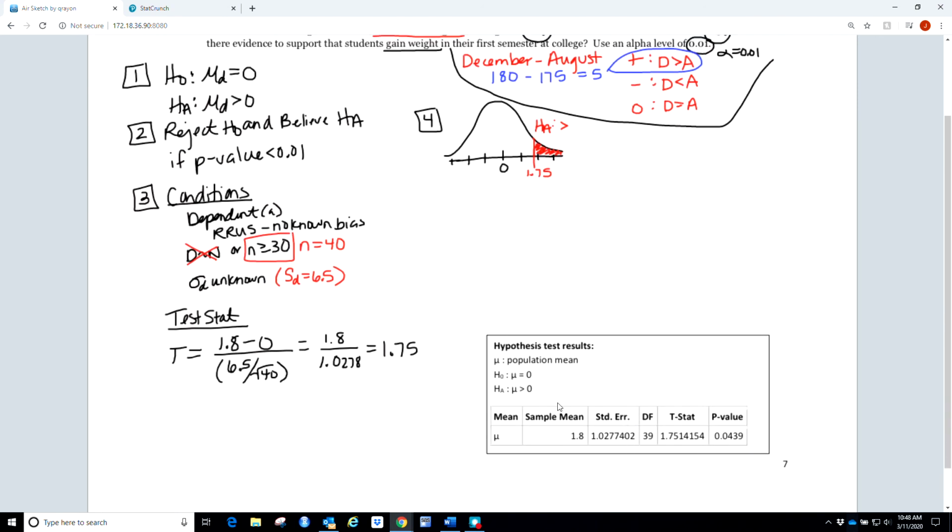Now quite often we may just be using the output here to get our p-value. So you notice that it's given to us there of 0.0439, and you can see that our hypotheses match. It doesn't have the little d on there, but no big deal. The idea still matches. So our p-value is going to be 0.0439.